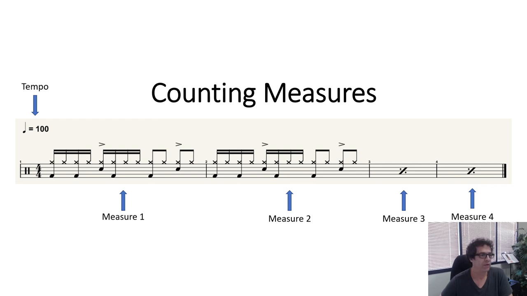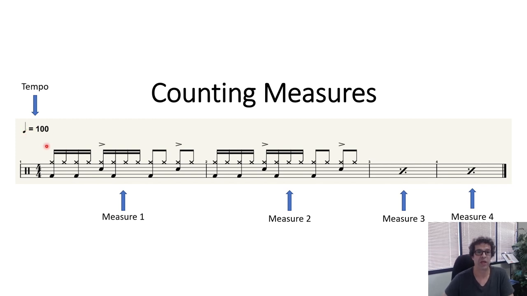Beat one, whoops, missing my highlighter. There we go. Beat one, beat two, beat three, and beat four. But this is one full measure, as seen here by this arrow. One measure. This is measure two. This is measure three. And this is measure four. And this is interesting. So what does this mean?